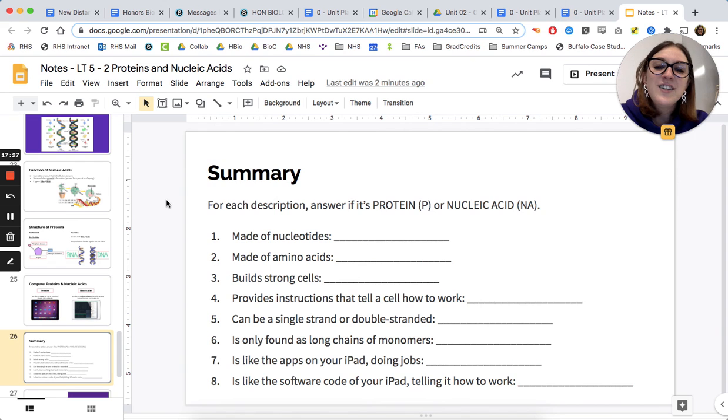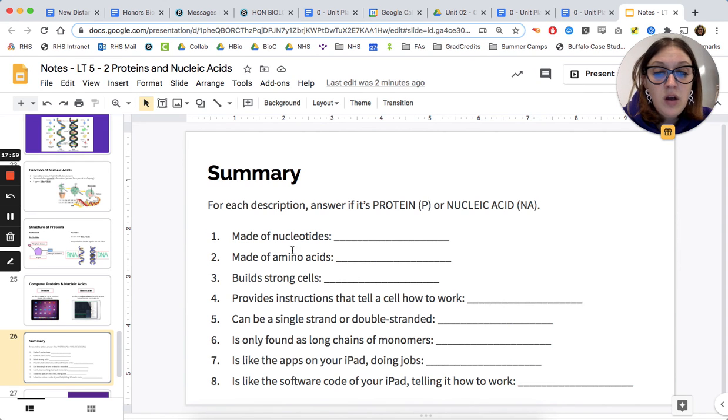For your summary, for each of these descriptions, I want you to write if it's a protein or if it's a nucleic acid. And if you want, you can use the letter P or the letters NA to represent that. So which of these two, protein or nucleic acid, is made of nucleotides? I'll give you a hint: look at the beginning part of the word as a clue. Number 1, what is made of nucleotides?